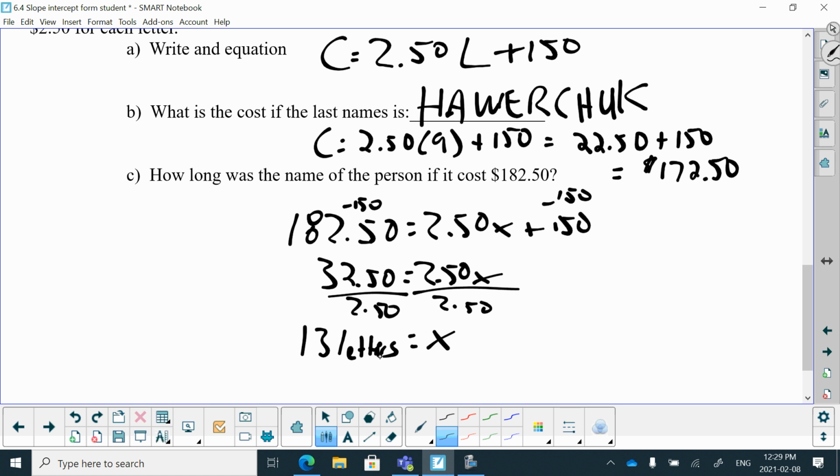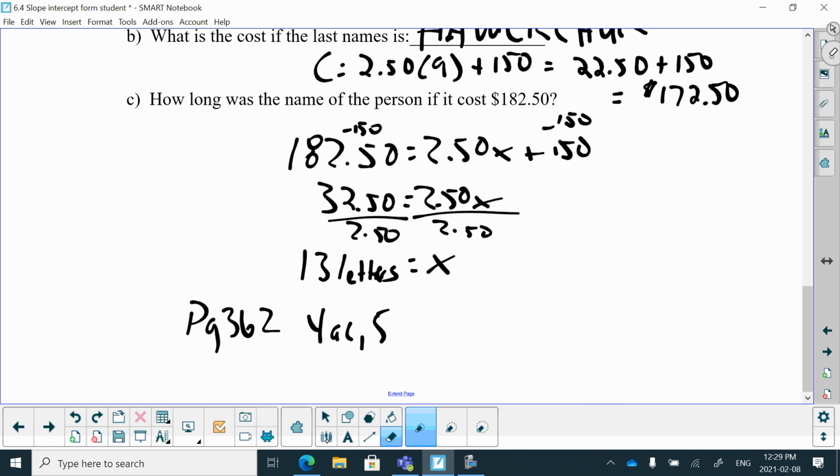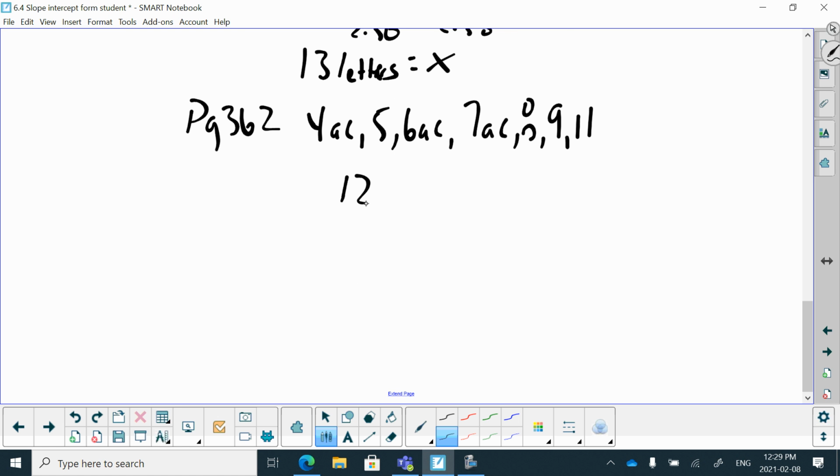Okay. Well, that's it. Your textbook, page 362. 4 A C. 5. Oh, no, there's 5 it says. And then 6 A C. 7 A C. 8. 9. 11. 12. I, A, B. When you get there, you'll see what I'm getting at. 13, A, B, C.